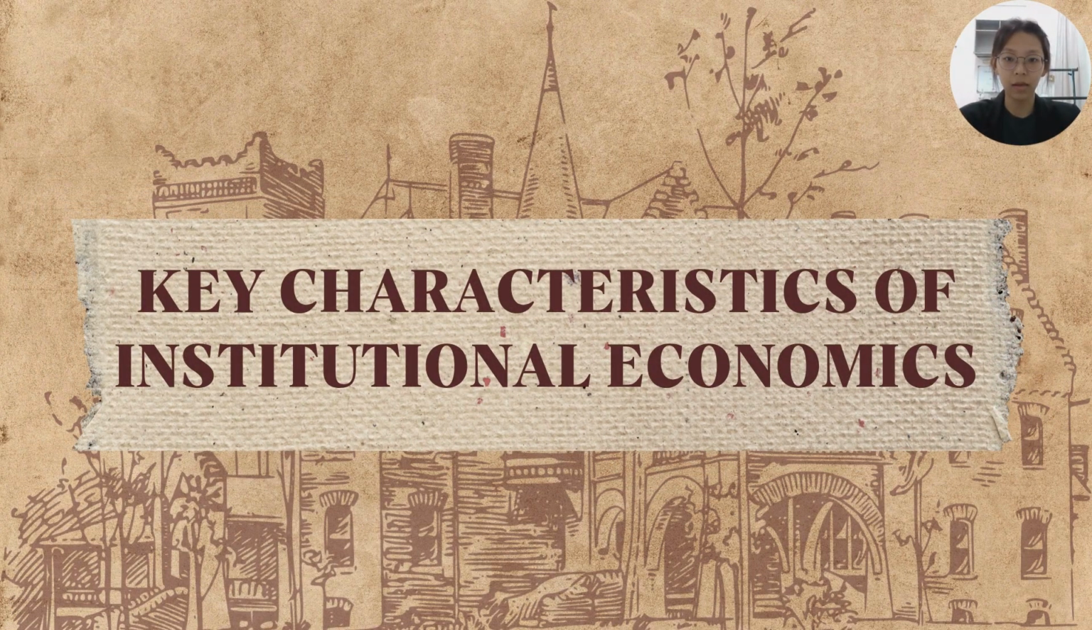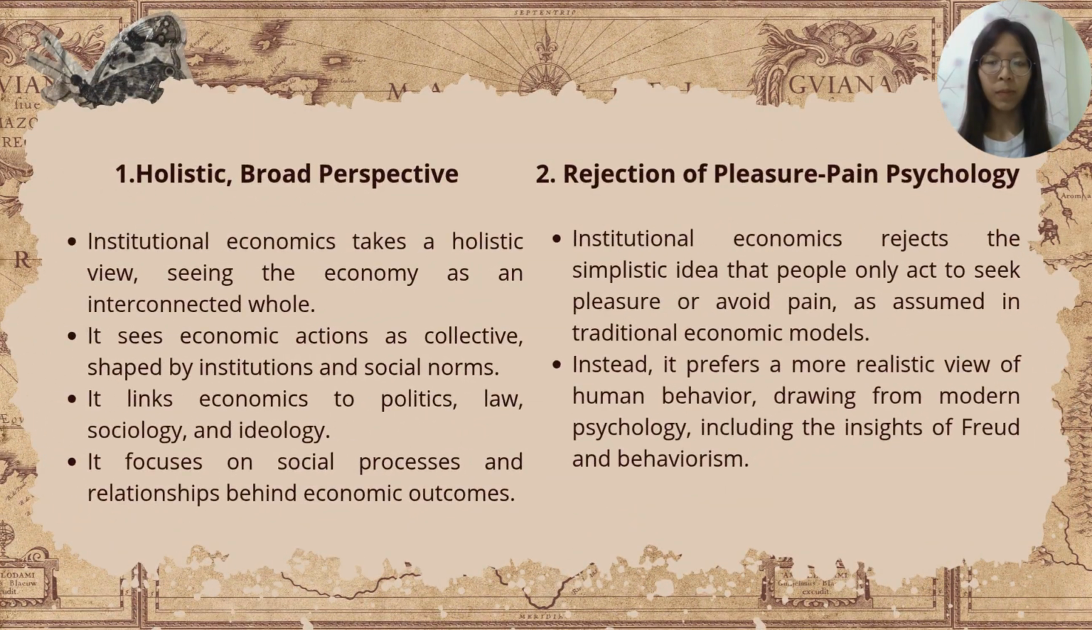Next, I will explain about the key characteristics of institutional economics. First is holistic broad perspective. Institutional economics takes a holistic view of the economy, seeing it as an interconnected whole rather than a collection of separate parts. It believes that economic actions are not just individual decisions made for profit, they are shaped by institutions, social norms, and collective behavior. It also connects economics with politics, law, sociology, and ideology. In this way, institutional economics focuses on the social processes and relationships behind economic outcomes rather than just numbers of isolated behavior.